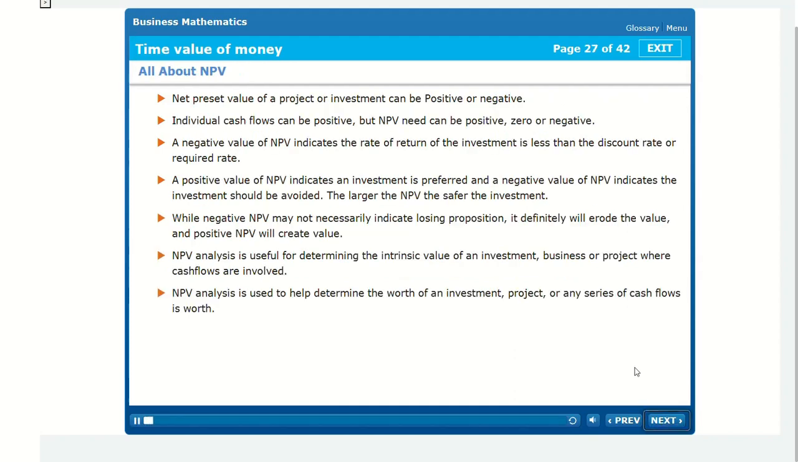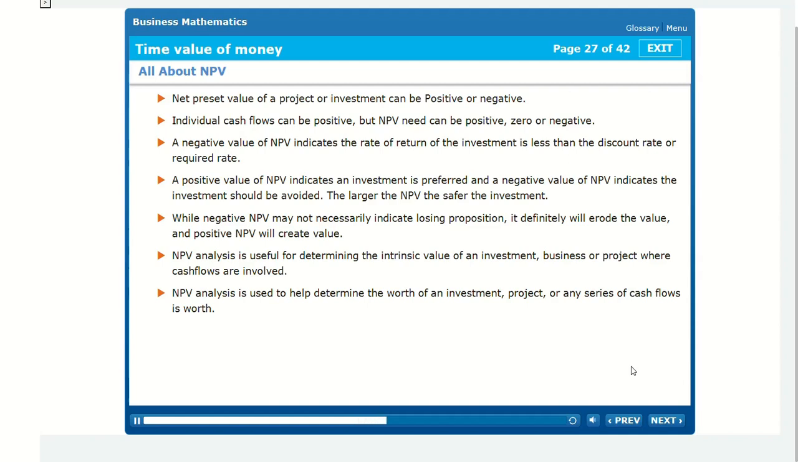All about NPV. The net present value of a project or investment can be positive or negative. Individual cash flows can be positive, but NPV can be positive, 0 or negative. A negative value of NPV indicates the rate of return of the investment is less than the discount rate or required rate. A positive value of NPV indicates an investment as preferred, and a negative value of NPV indicates the investment should be avoided. The larger the NPV, the safer the investment.